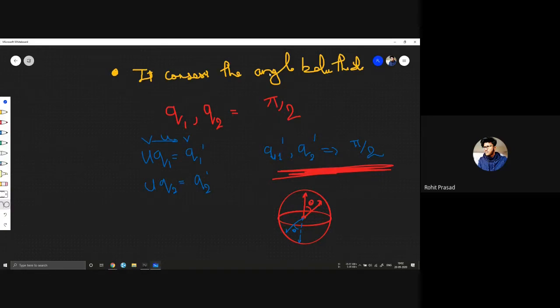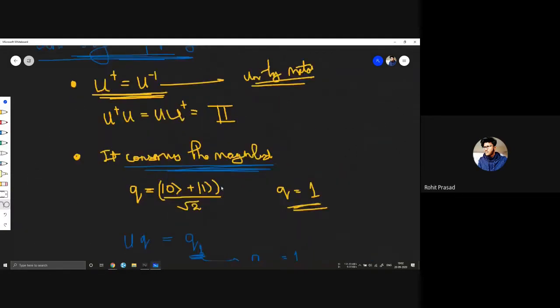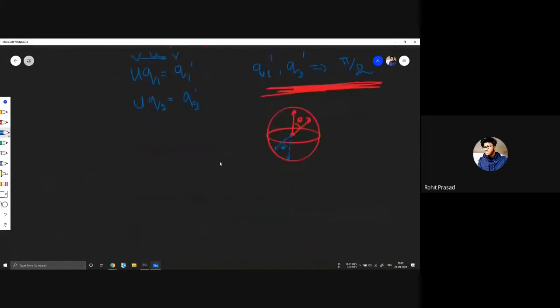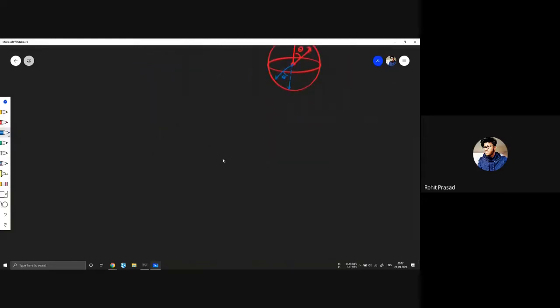So these are the properties of the unitary matrix. We use unitary mapping for our gates. This, what can I say, the operator thing. Yeah.